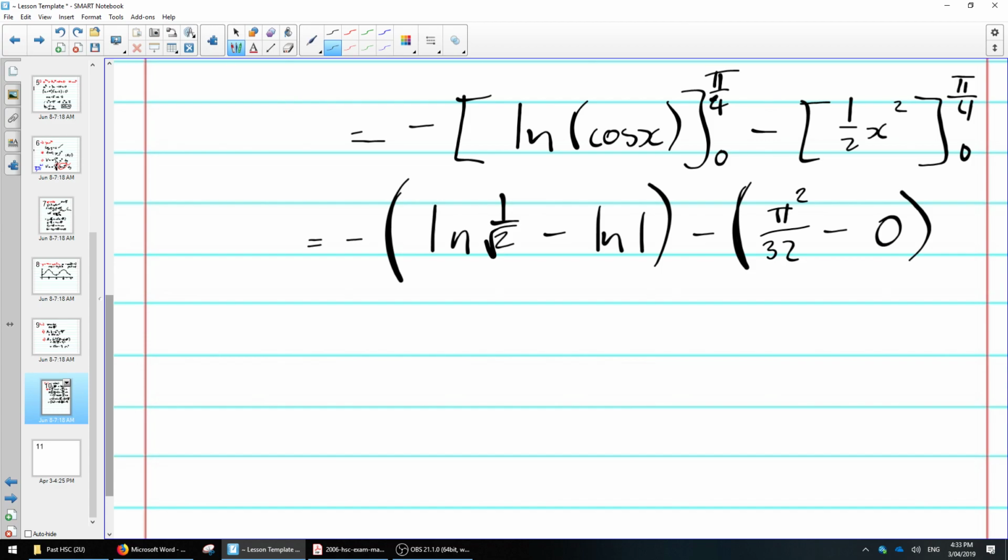And then lastly, let's expand. So ln 1 on root 2. What's ln 1? So ln 1 on root 2, oh sorry, minus ln 1. Minus ln 1 on root 2 minus pi squared over 32.